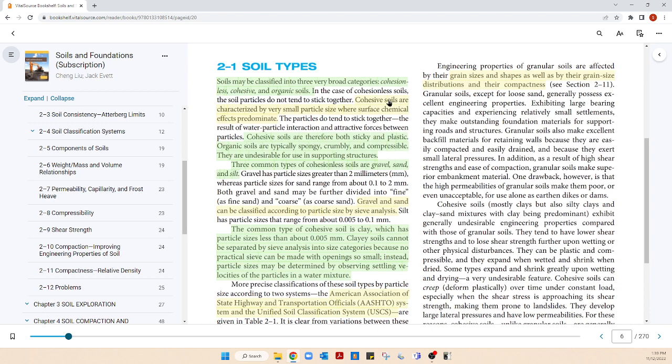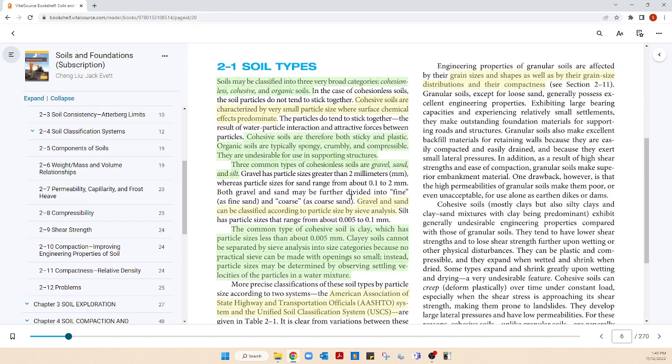So the cohesive are very small particles. The particles tend to stick together. They're sticky, plastic, crumbly, compressible. But there's 3 common cohesionless soils, and that's where we spend a lot of time this week. The 3 common types are gravel, sand, and silt. This gives you particle sizes for gravels.